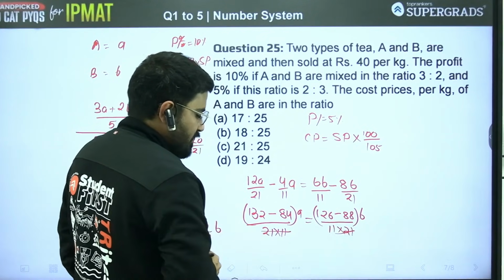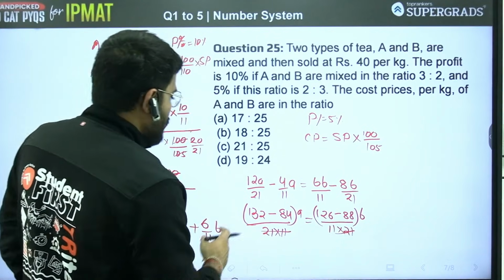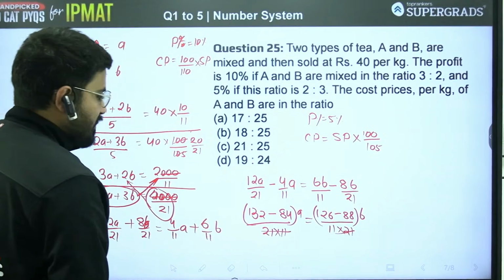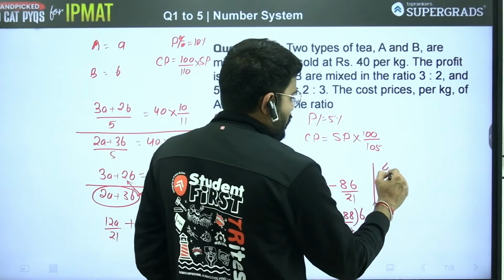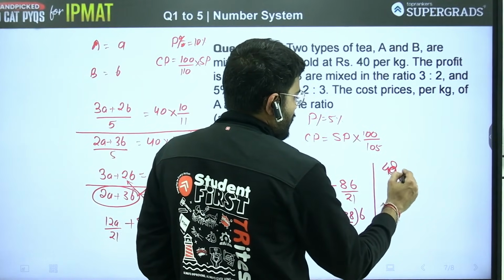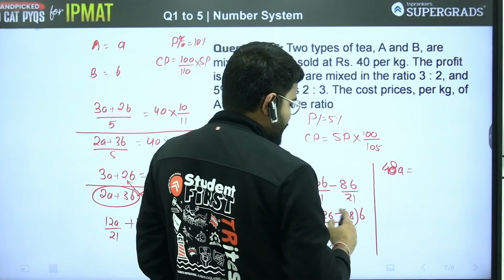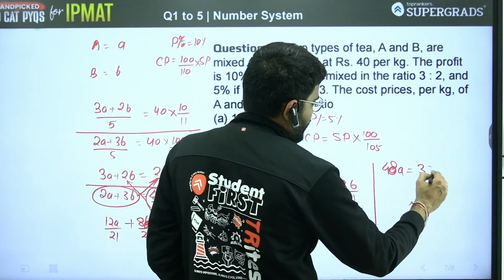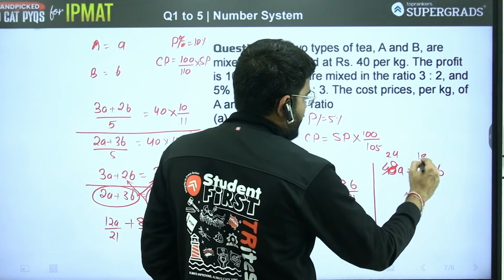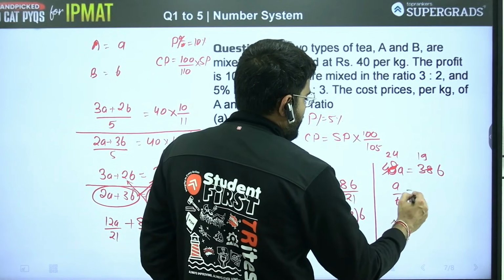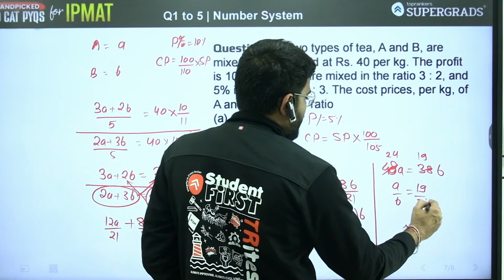So this also gets cancelled. You need not multiply this. 132 minus 84 is 48A. So from here, you get 48A is equal to 126 minus 88, which is 38B. 2 gets cancelled. This is 24, this is 19. So A by B is equal to 19 by 24.